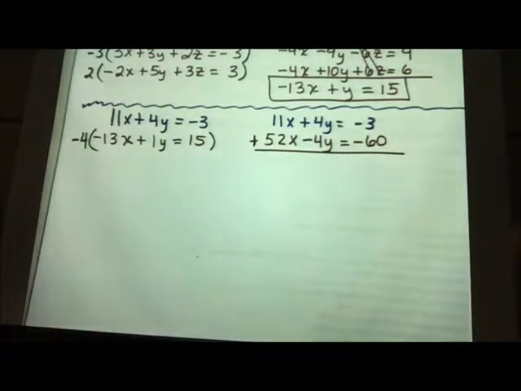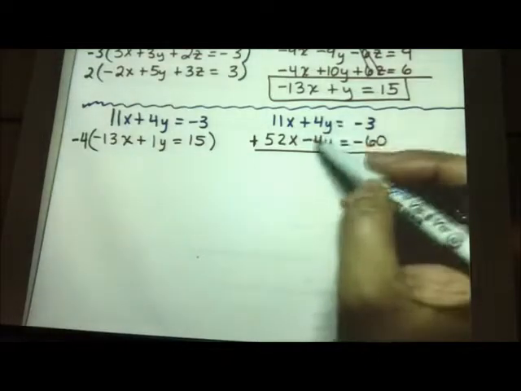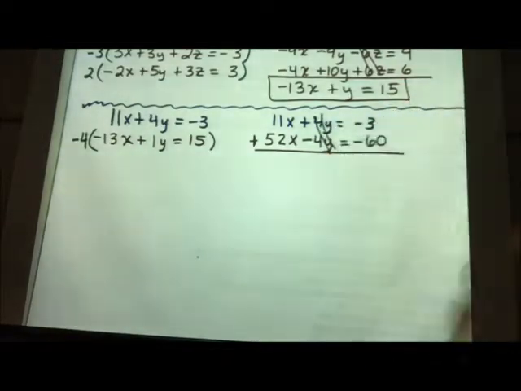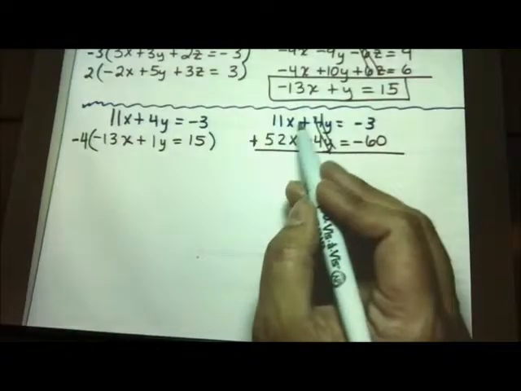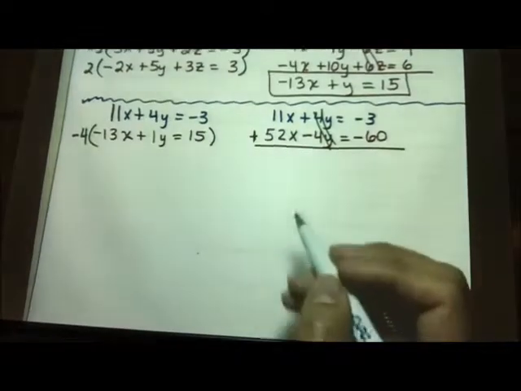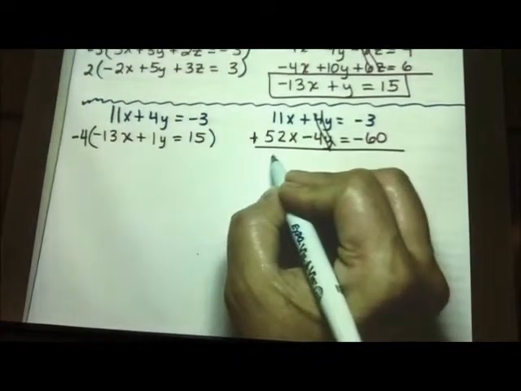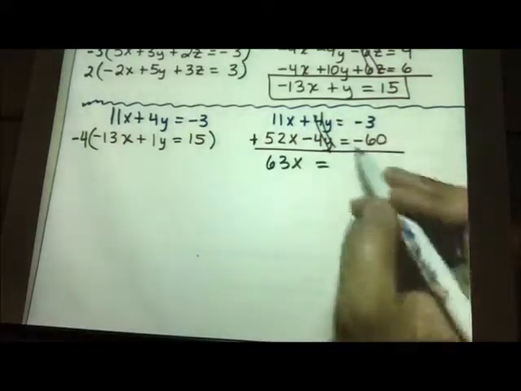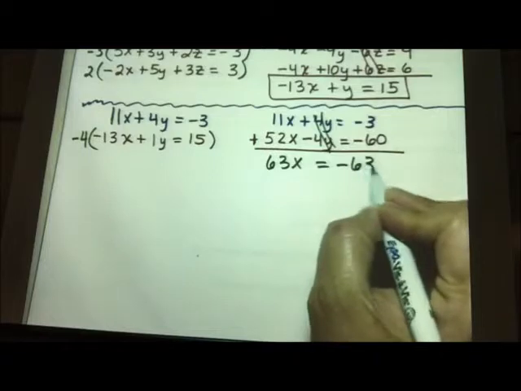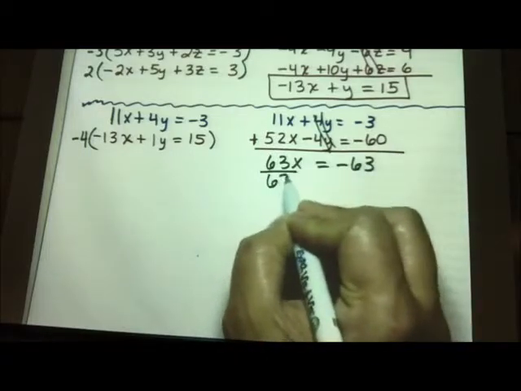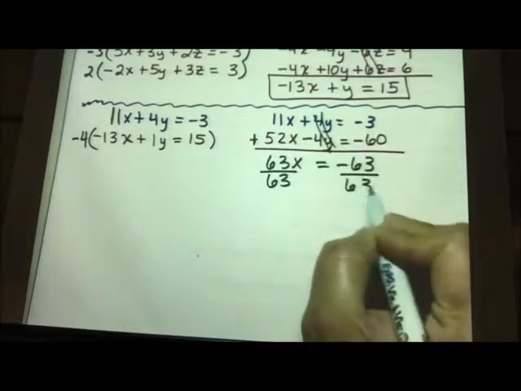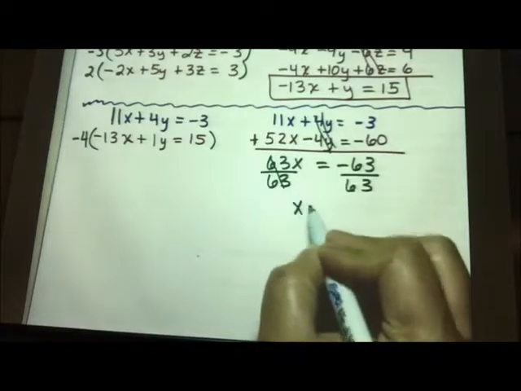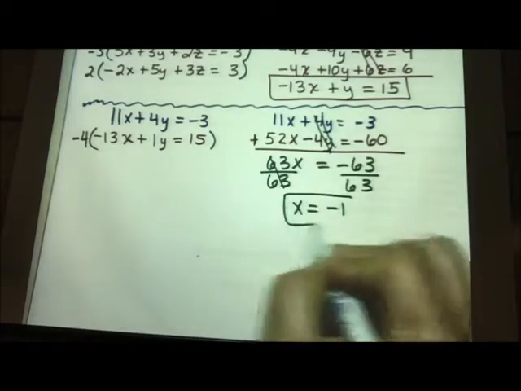You don't have to. Do my y's cancel the way I wanted to? Yes. What is 11x plus 52? That right there is 63x equals, those two are both negative, a negative 63. Divide both by 63, divide both by 63. X equals a negative 1.